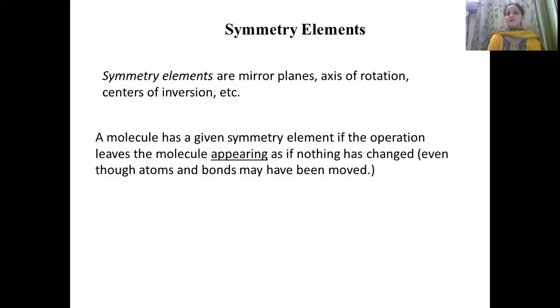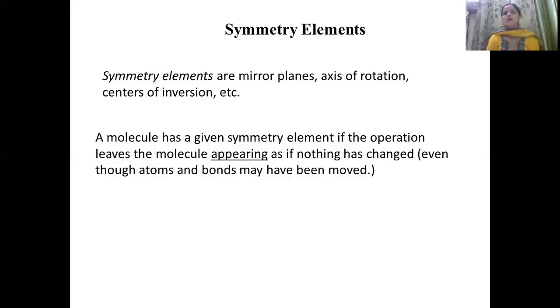First of all, I will talk about the symmetry elements. Different symmetry elements are present, like the mirror planes, axis of rotation, center of inversion, improper rotation axis. All these are symmetry elements. So how can we see whether this symmetry element is helpful for us or not? And why do we say that this symmetry element is present in a molecule or not?